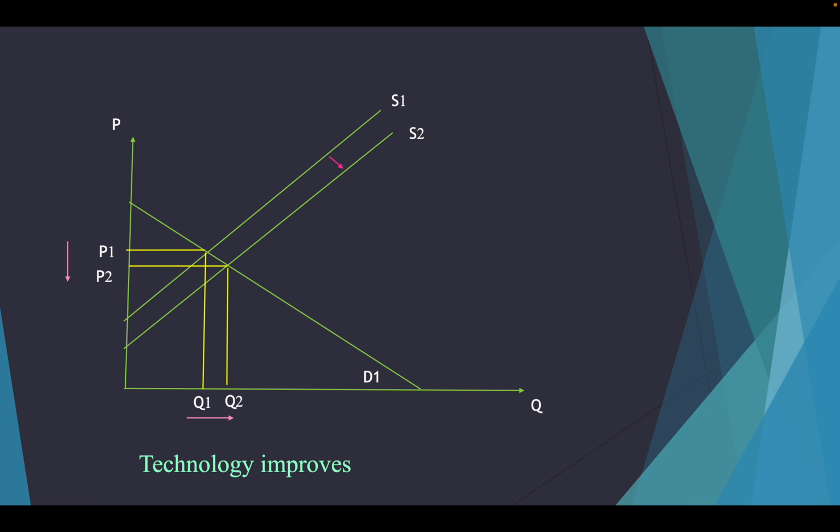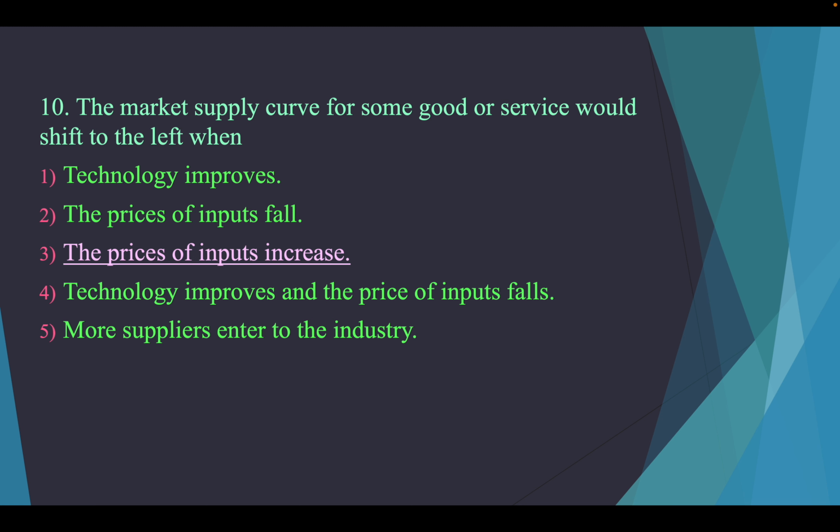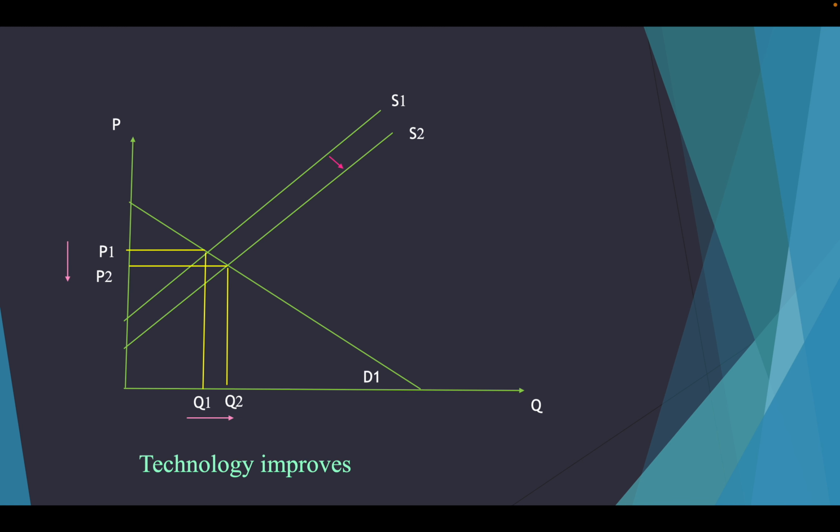Technology improves is an advantage one, because when the technology improves, they can supply more. That means supply more goods and services. The supply curve shifts to the rightward. Then the prices of input falls. What are the inputs? Land, labor, capital. If you are a supplier, you know the prices of input falls means you like to supply more because you can gain more profit. That is why you supply more.